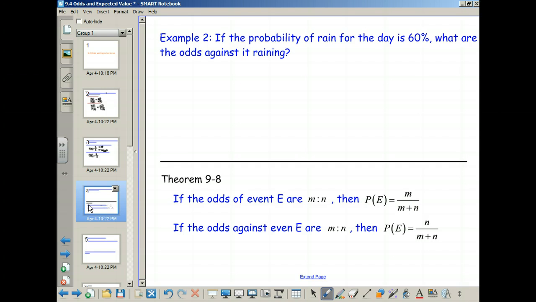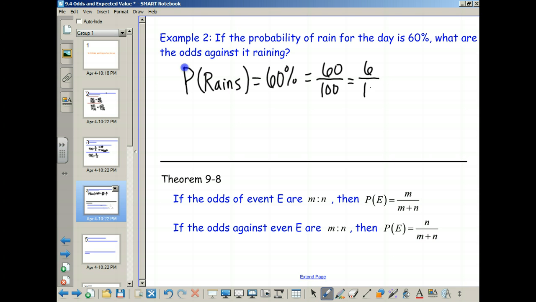Okay, so here's an example of rain, because I talked about rain a little bit ago, right? If the probability of rain for the day is 60%, what are the odds against it raining? Well, the first thing I want us to take a look at is the probability of it raining. So this says the probability that it rains is 60%. And I don't know about you, but 60% is actually not written as a probability, right? How do I write that in terms of a probability? 60 out of 100.